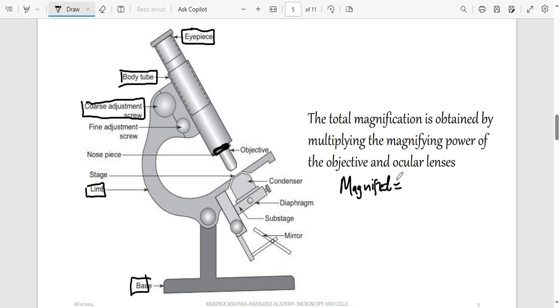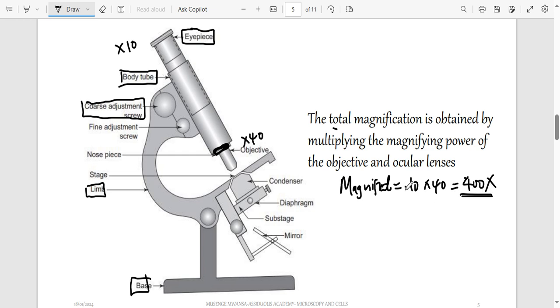So magnification is going to be given as the magnification of the eyepiece. Let's say the eyepiece is magnifying things 10 times, and then the objective lens is magnifying things 40 times. So my total magnification is going to be 10 times 40, and so the total magnification is going to be 400 times. So we put that x to represent the times.